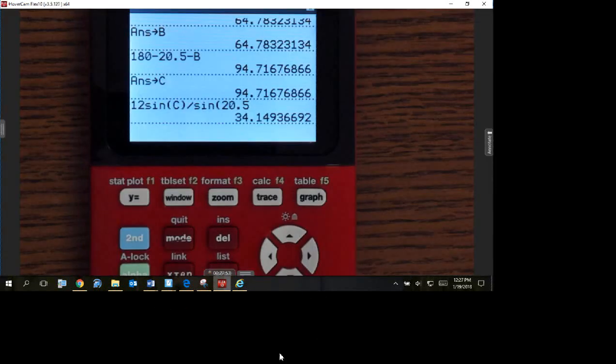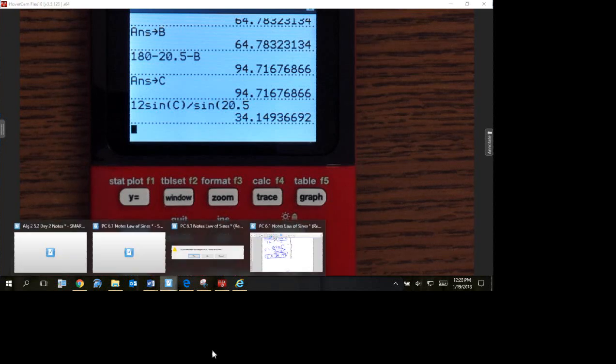I'll put up my calculator again. You can see I had stored it as C, so I just needed to type in C instead of trying to go look at it. But you can also still get your number. Okay. Second case.